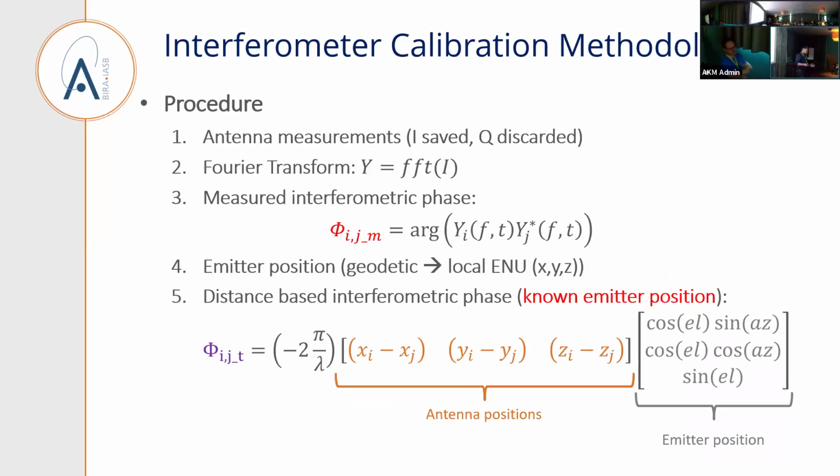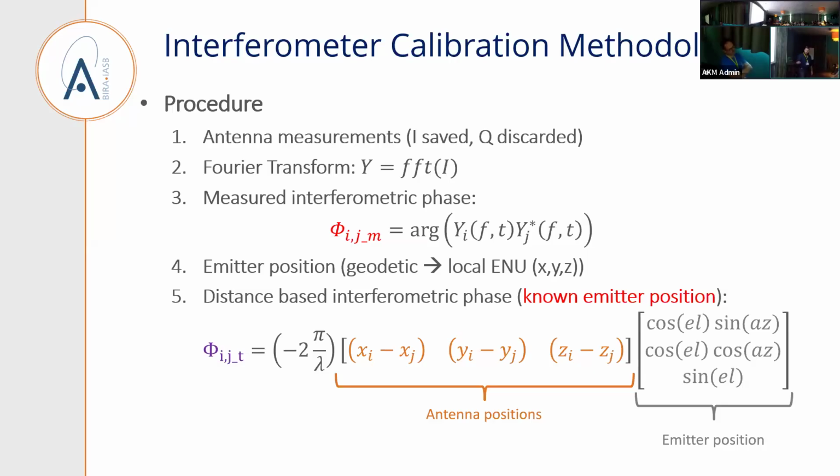To give you a small overview of the calibration procedure I did: first, we start with the antenna measurements. So we have the real amplitude values, as you saw in Hervé's presentation. I then perform the Fourier transform over the sampling period, in this case 5,512 samples, 1 second. And then I perform the complex conjugate to get the interferometric phases of the antenna pairs I'm interested in.